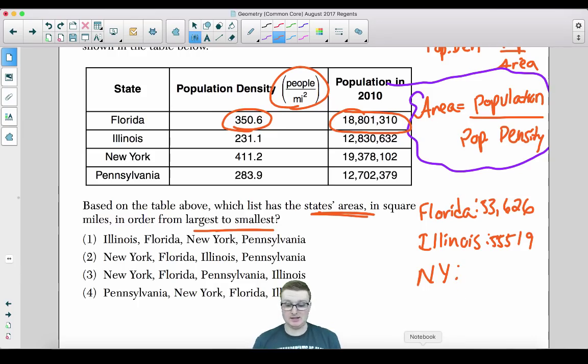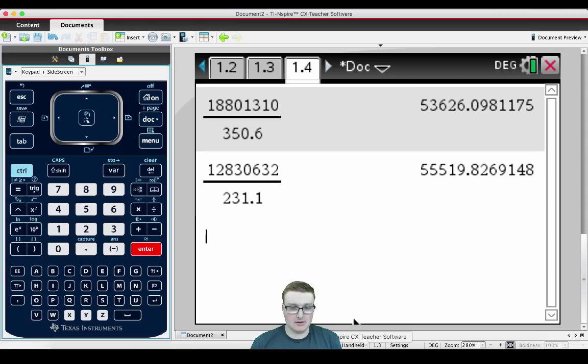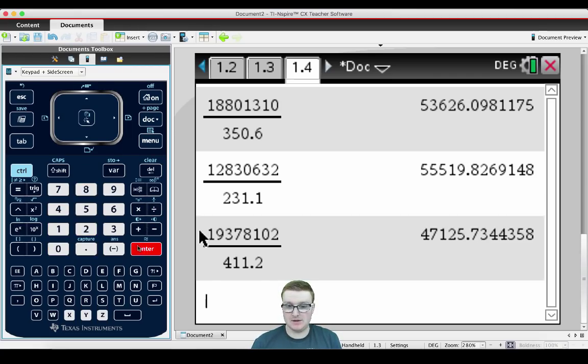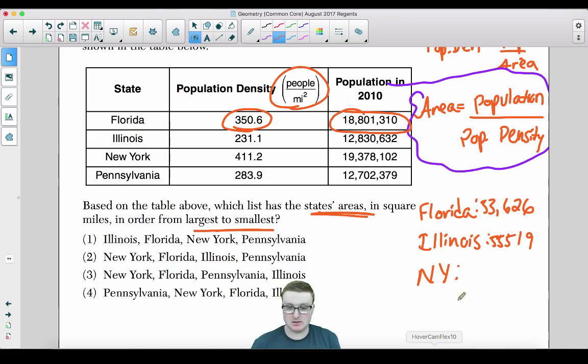New York is probably a lot less just because it's so populated. But we'll take a look. Where's my calculator? There it is. So we got 19,378,102. I thought that there was more. Oh, that's 2010. Yeah, there's definitely a lot more people in New York now. Divided by 411.2. That is going to be 47,126 if you round it up.